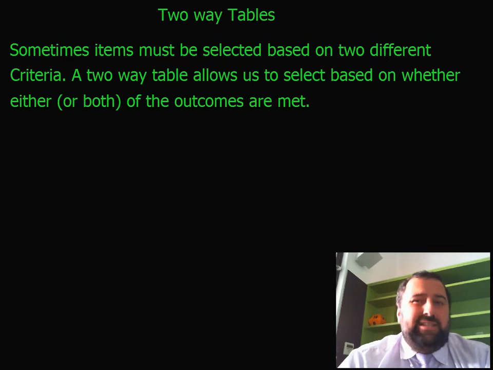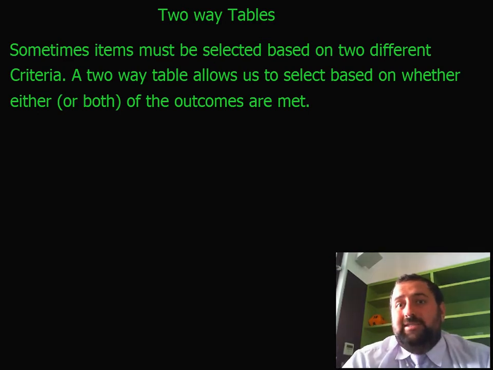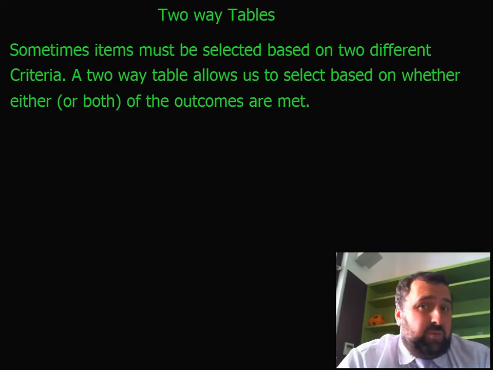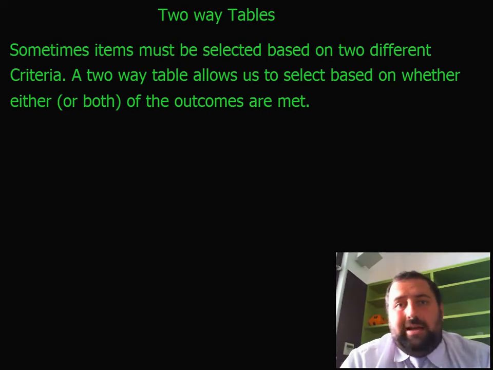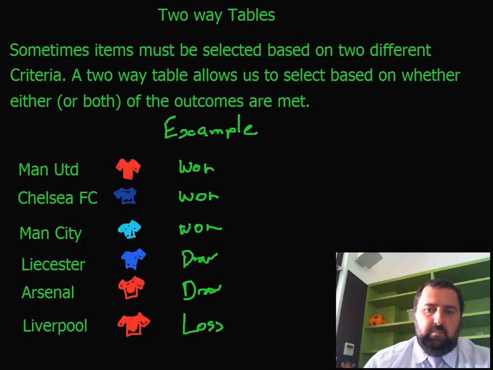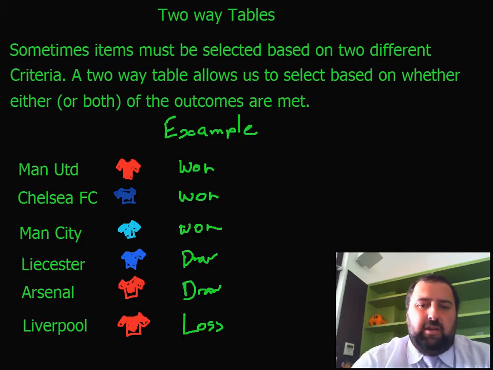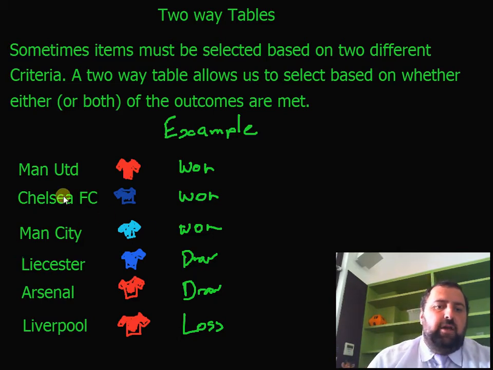So, for example, I'm going to look at some football teams and sort them based on whether they won last week, and at the same time sort them based on what colour shirt they wear. I'm going to use 6 football teams. We have Manchester United. They generally play in a red shirt. They won last week. Of course they won, they'd always win.